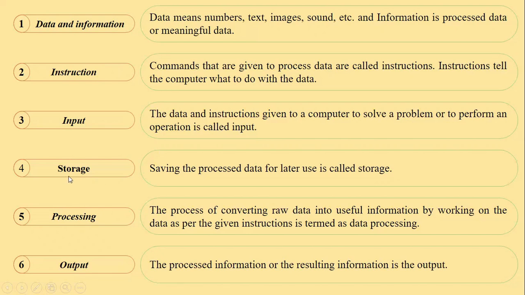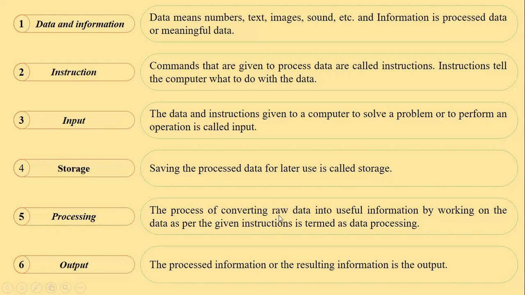Now the fourth is storage. Storage means to store something permanently for future use. Saving the processed data for later use is called storage. Just like we store data files, any document file, any image, movies, songs, they are also stored in the computer in the storage memory. Now the next one is processing.